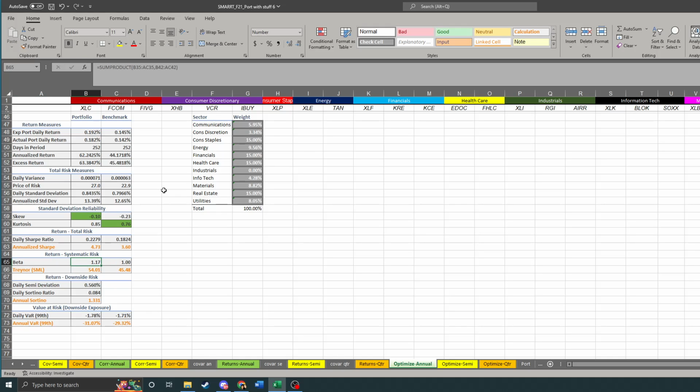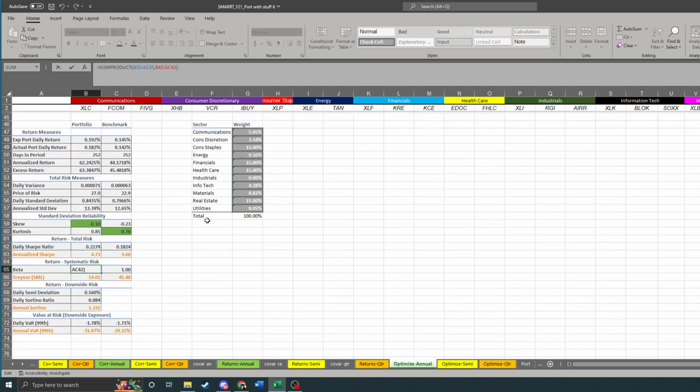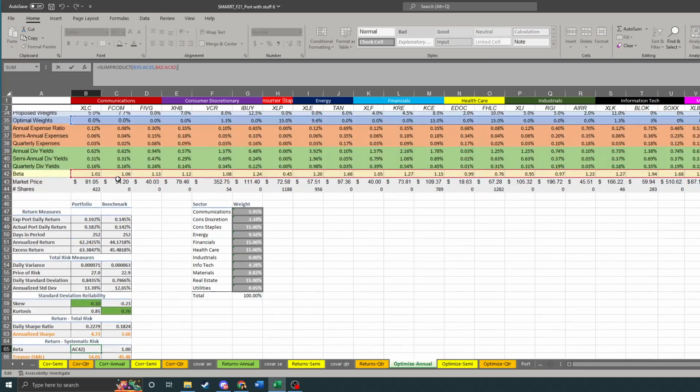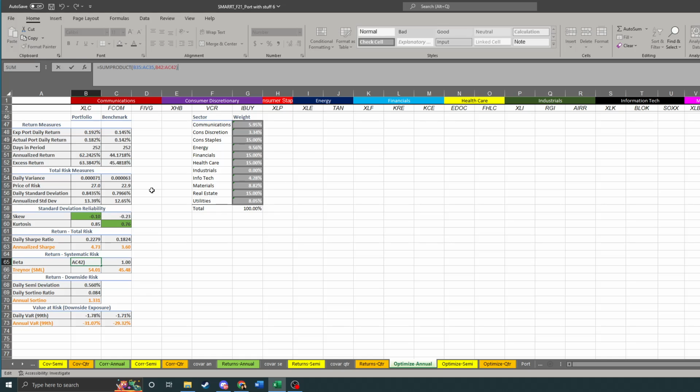Then the beta is calculated by doing a sumproduct of the optimal weights and the market betas. So basically it's just giving you the total beta of the portfolio. Treynor uses excess return divided by the beta times 100. So basically, what's the return compared to your beta.